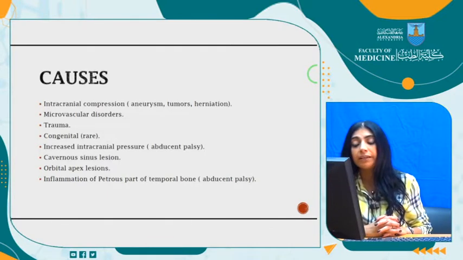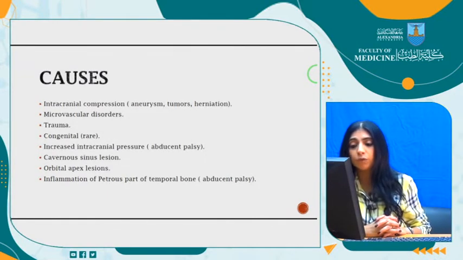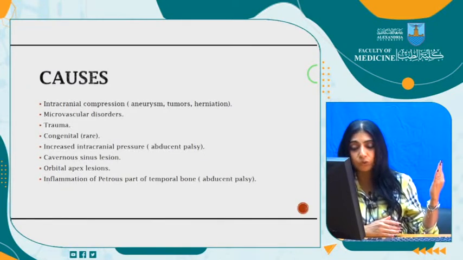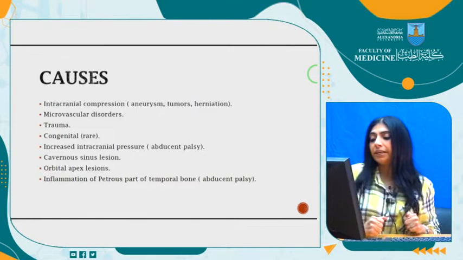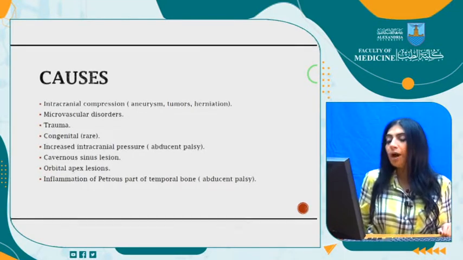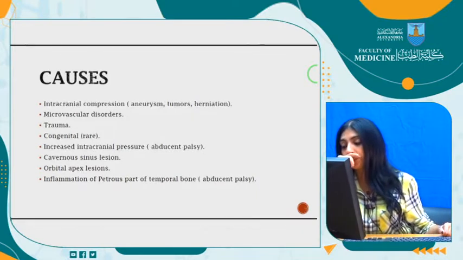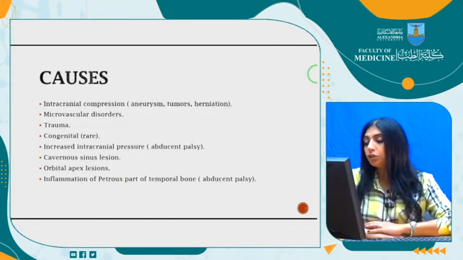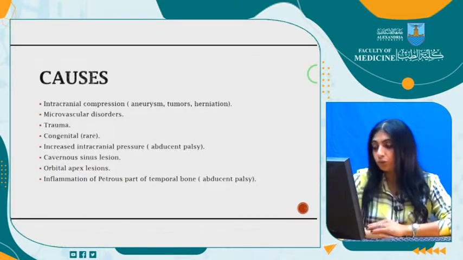Cavernous sinus lesions, the orbital apex lesions, whatever the causes of these lesions, and the inflammation in the petrous part of the temporal bone that does happen in severe cases of otitis media, and it particularly affects the abducens nerve.